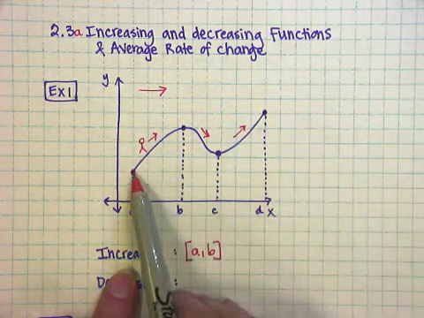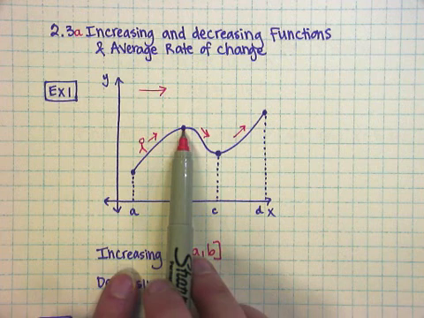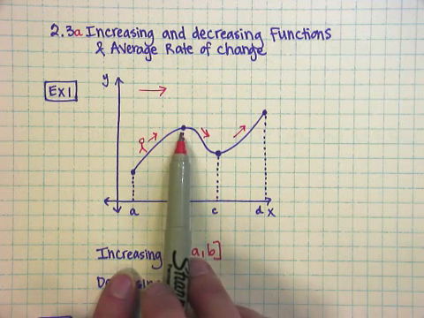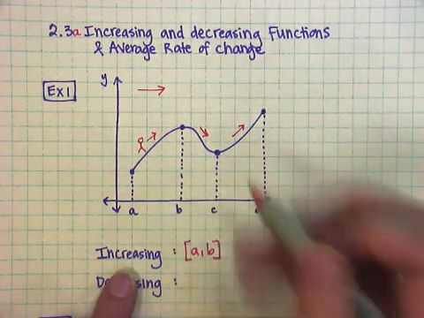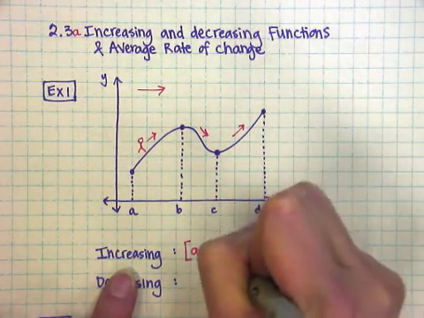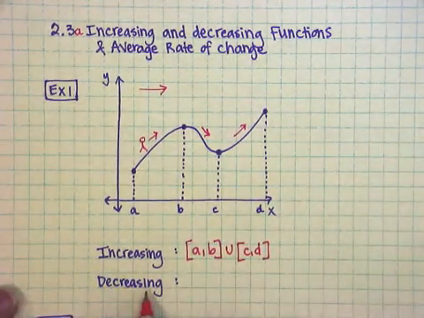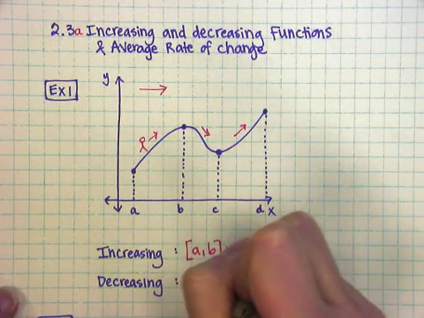because at these minimums and maximums, the function is both increasing and decreasing. So I'm going to include this point in both my increasing and decreasing intervals. It's increasing from A to B, and then it's also from C to D. So I'm going to union this with C to D. And then the decreasing interval is from B to C. And again, those are both closed brackets.